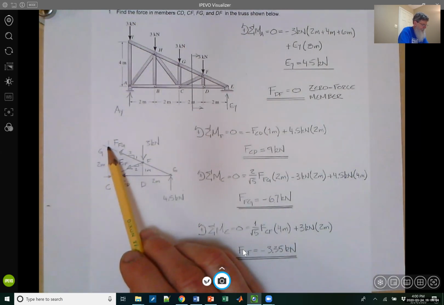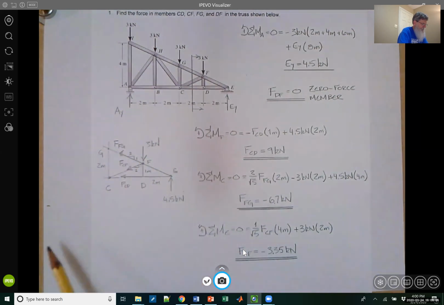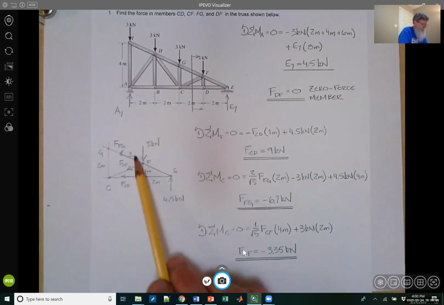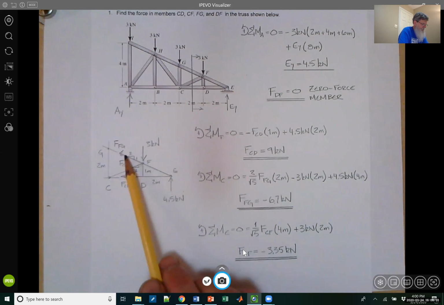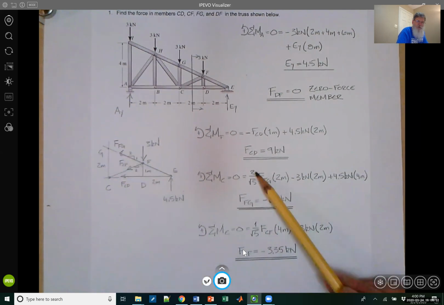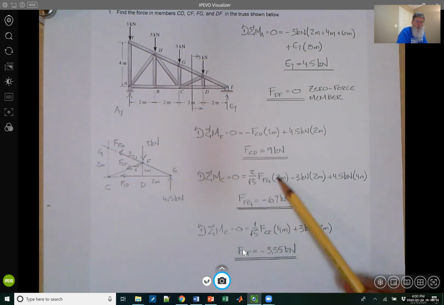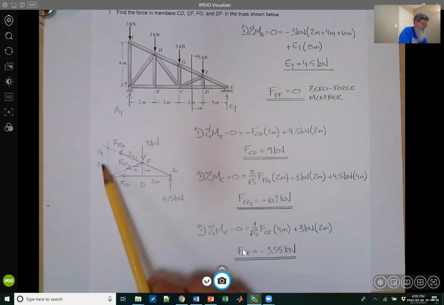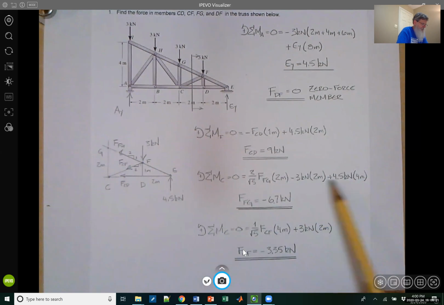And at F, only the horizontal component would create moment. This is a 2-to-1 slope, so the horizontal component would be 2 square root of 5. So that's the horizontal component of FG. And then at 2 meters, that's the height here. The other forces are easy to find at their moment arm distances. And I solved that, I got 6.7 kilonewtons.